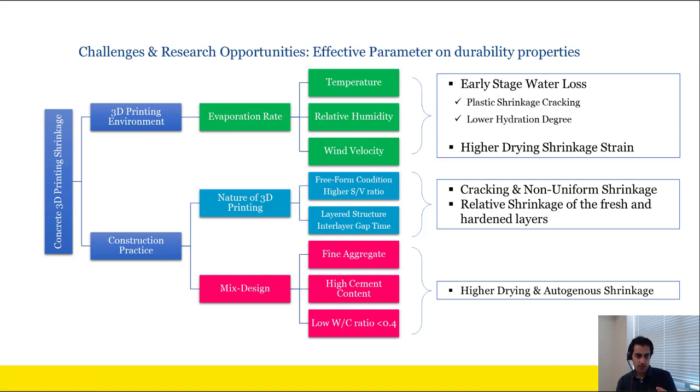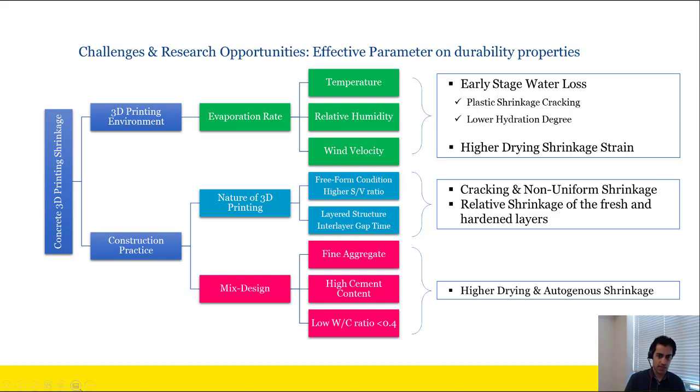In terms of shrinkage cracking, there are different parameters that can affect it on top of the material itself, especially in outside 3D printing. It's going to be temperature, relative humidity, and whether there is any wind, and also the nature of the 3D printing, because we have a free form and a much higher surface to volume ratio that provides an environment for excess moisture loss.